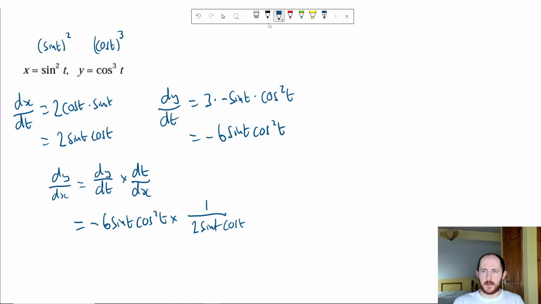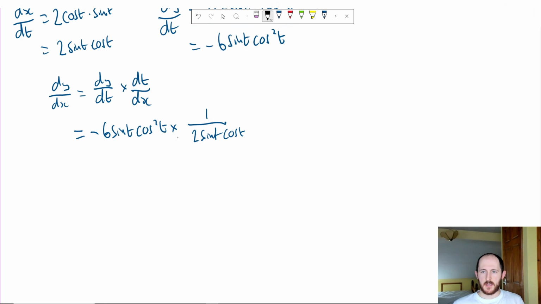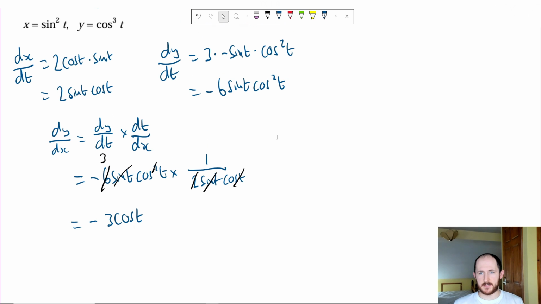And now we're going to get our black pen of destruction, and we're just going to cancel stuff out. So I can tell that sine t is going to be on top, so it's going to cancel with the one on the bottom. One of the cos t's is going to cancel with one of the cos t's on the bottom, and the 6 and the 2 is going to cancel to 3. So this literally just becomes negative 3 cos t, and that is it. Just double checking, making sure all of that makes sense. Yeah, because 6 divided by 2 is 3.